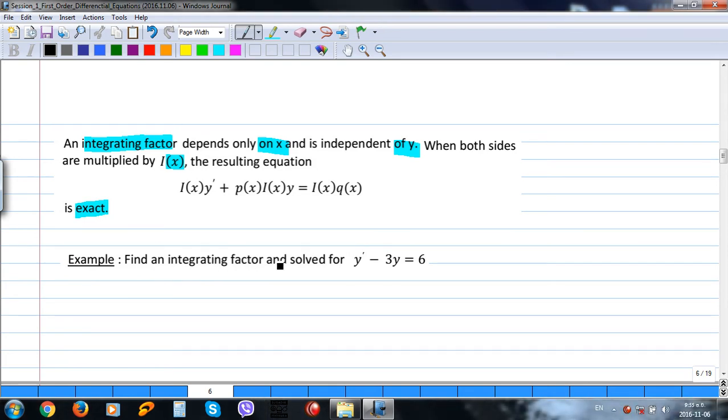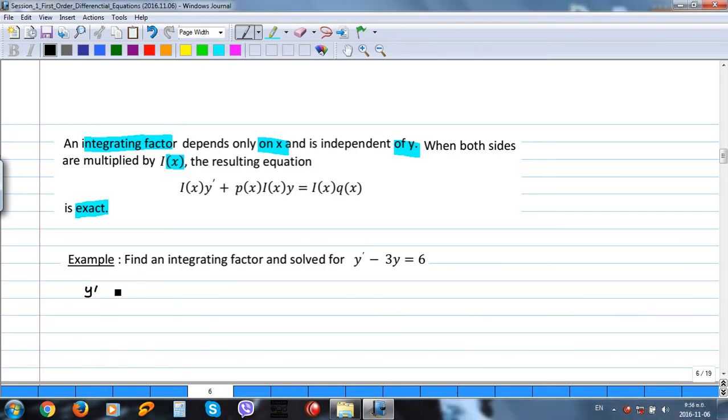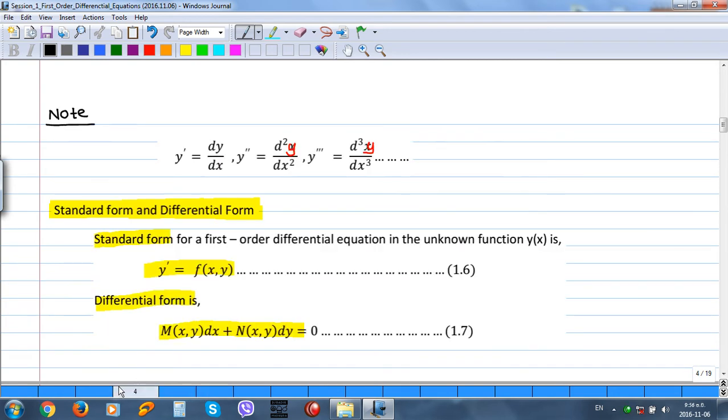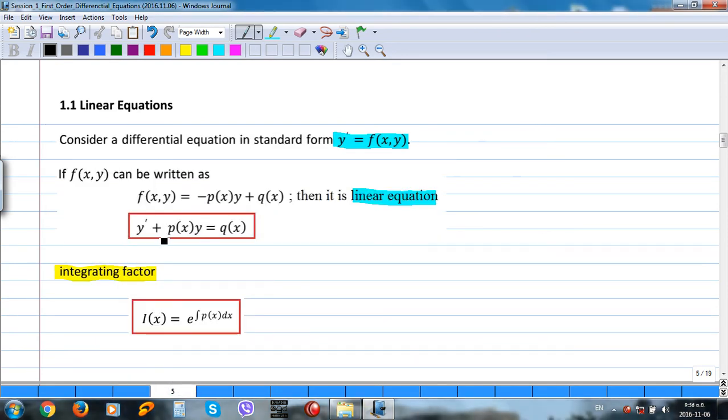Find an integrating factor and solve y dash minus 3y equals 6. We can write this equation as y dash minus 3y equals 6, and I am naming this as the first equation. Then we know the linear equation form: y dash plus p(x)y equals q(x).